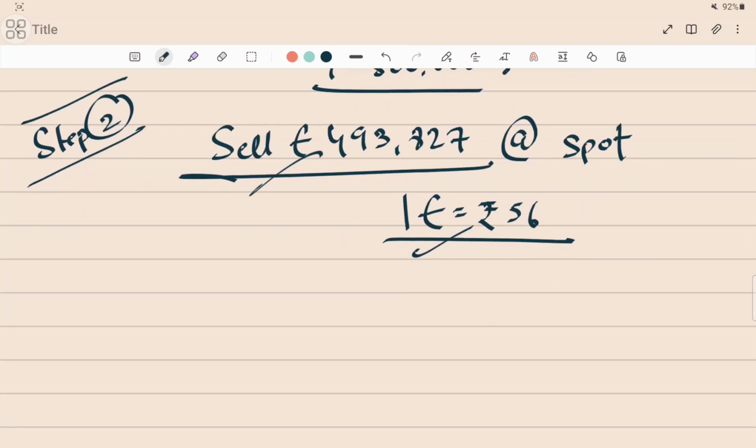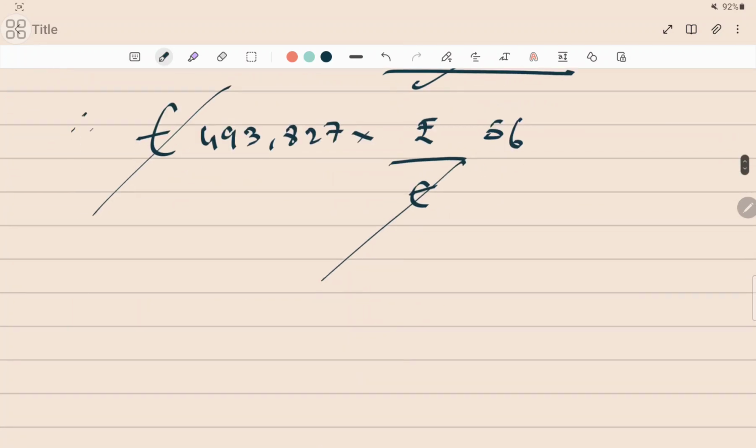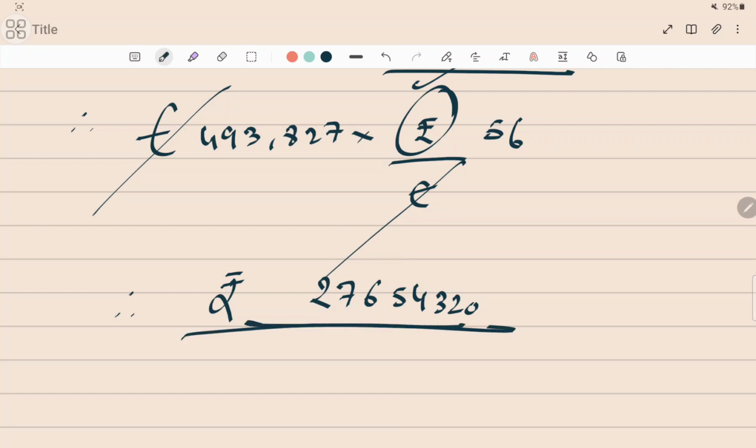See, the bid and ask is not given, it's a simple one rate, so I'll use only this rate. Let me write the numbers: 493,827 into rupee upon pound 56. Currencies are extremely important. Pound cancels out, and finally I'll be left with the rupee equivalent, which is 2,76,54,320 rupees.